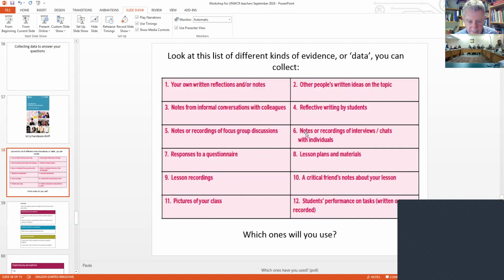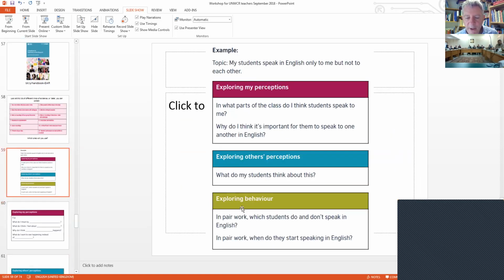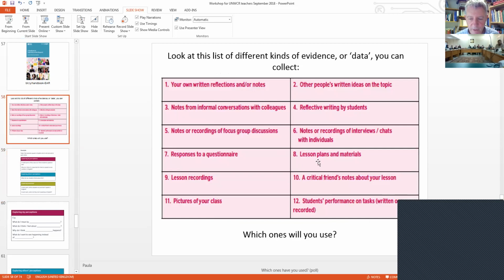It could be number 6, could be number 7, very common. And then, exploring behavior. So actually seeing which students do or don't speak English, or when do they start speaking English, so that you can understand the situation better. Classroom recording. Yeah, classroom recording. Now, you have to think about that. Is it video or audio? You may or may not have a video recorder anyway, but it can change the behavior, of course.